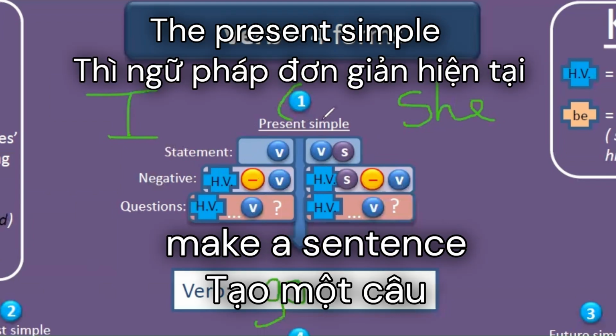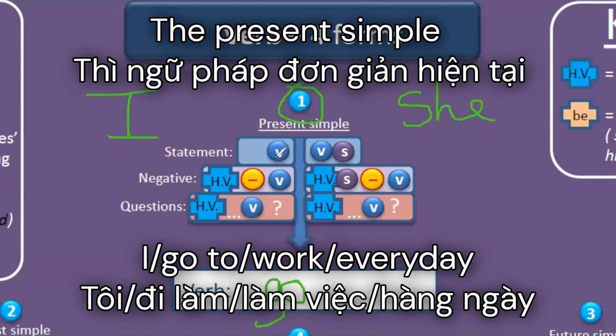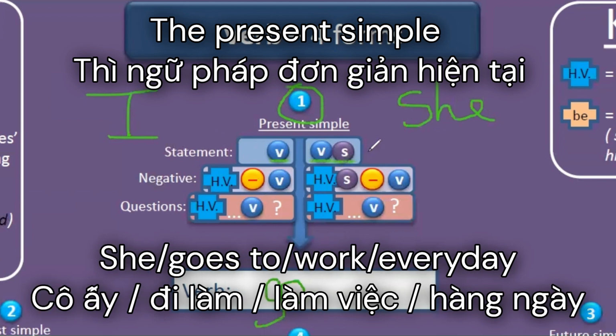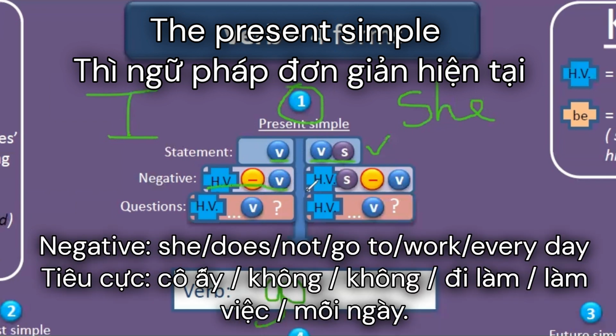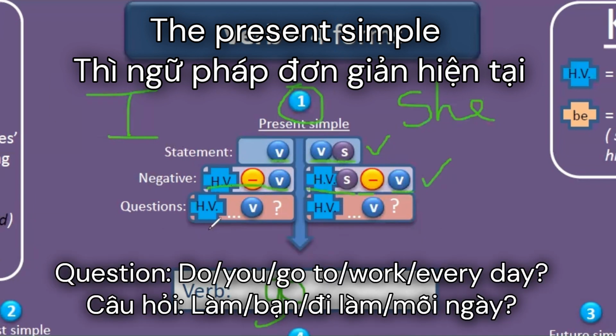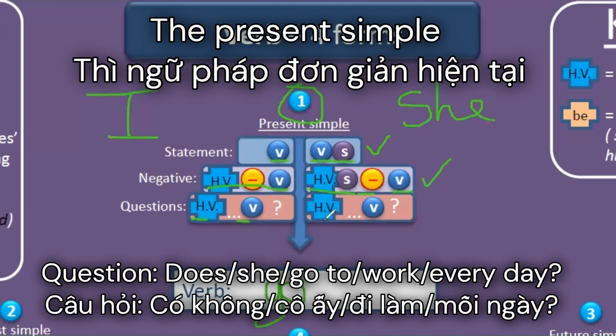Number one, the present simple. I go to work every day. She goes to work every day. Negative. I do not or don't go to work every day. She does not go to work every day. A question. Do you go to work every day? Does she go to work every day?